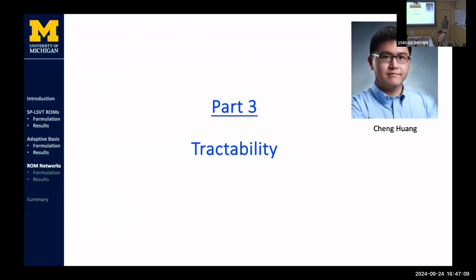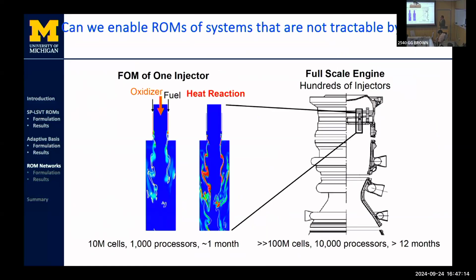All right, so now the more exciting part: tractability. We cannot even run a full order model of the full thing. So how can you build a reduced order model under these circumstances?